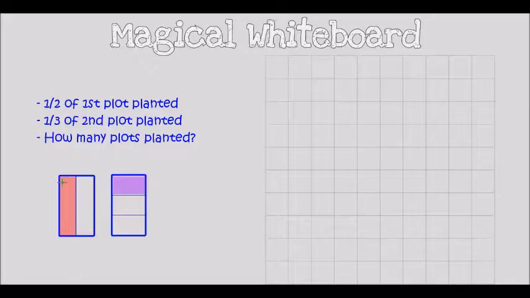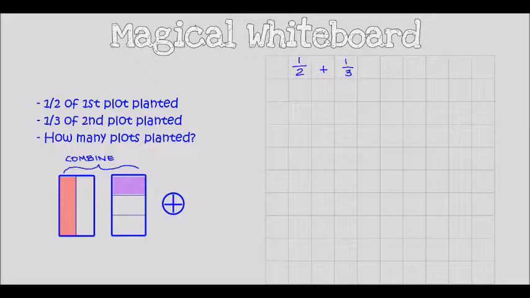Here's my first garden plot with half of it shaded in because half of the plot has been planted. Here's my second garden plot with 1/3 of the plot shaded in because 1/3 of it has been planted. If I want to know how many plots in all were used to plant these flowers, I would have to combine this stuff with this stuff. And whenever I'm combining things, I know that is an addition problem. So let's set up our numerical expression. Since we're combining, we're going to be adding 1/2 plus 1/3.